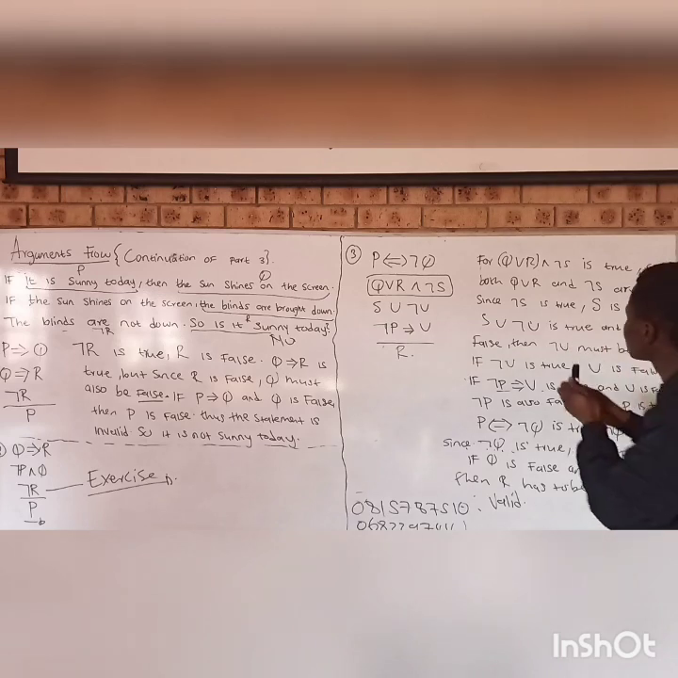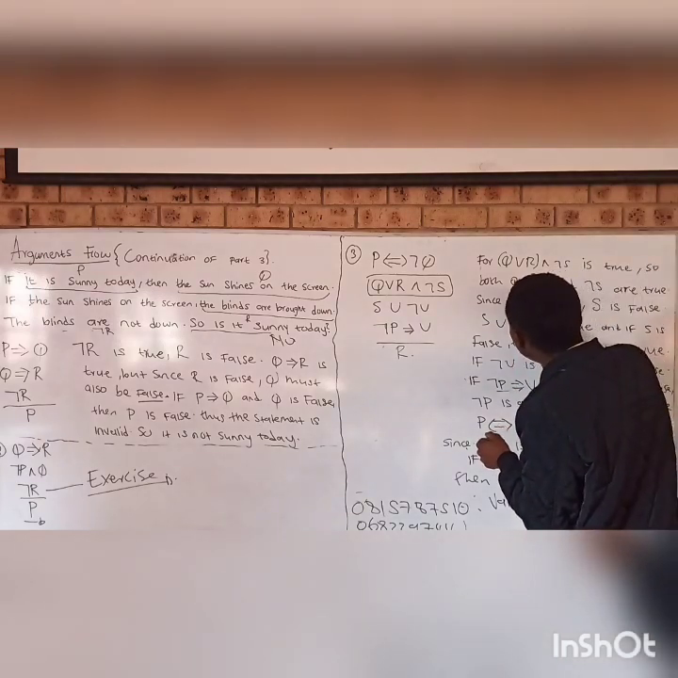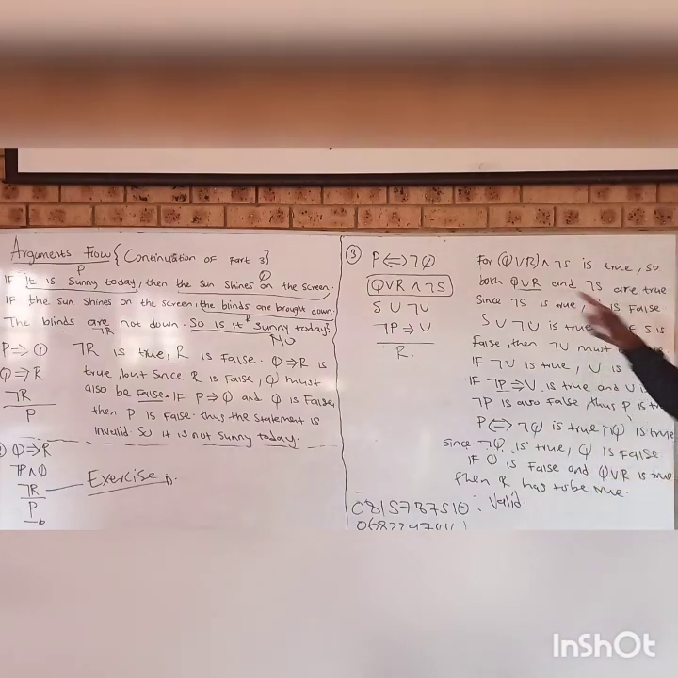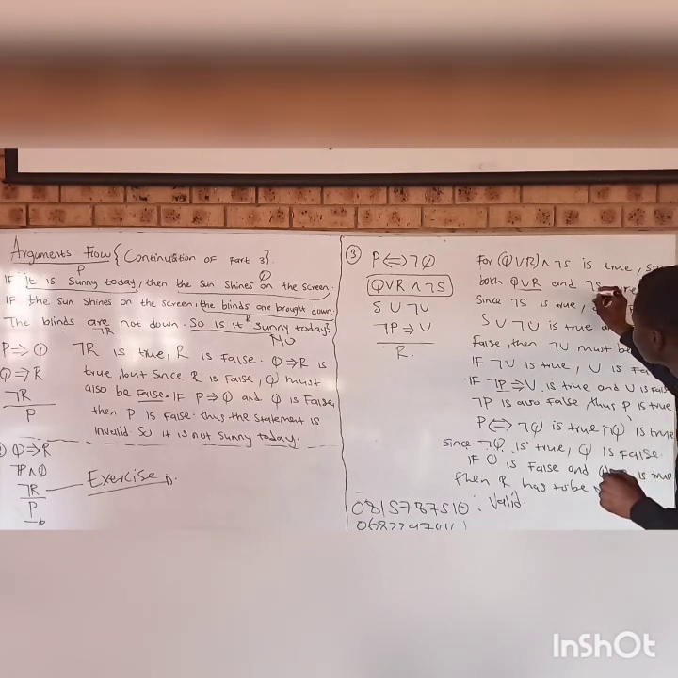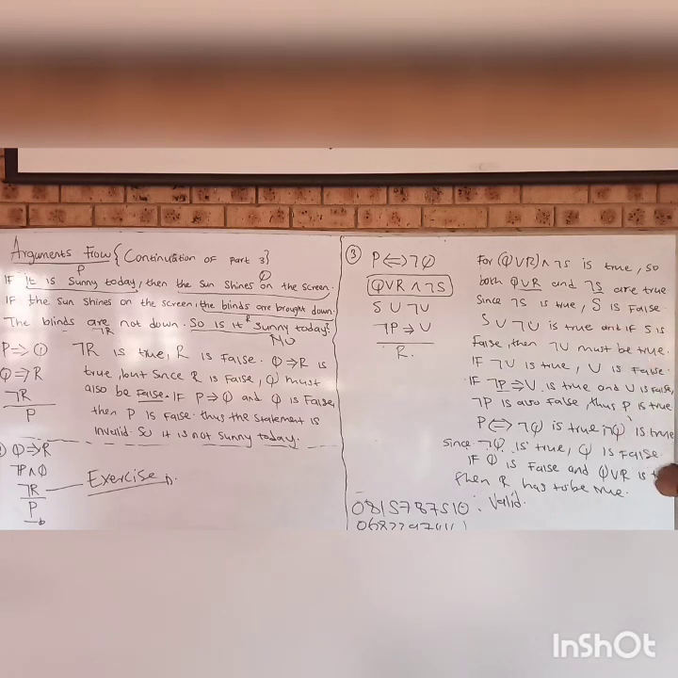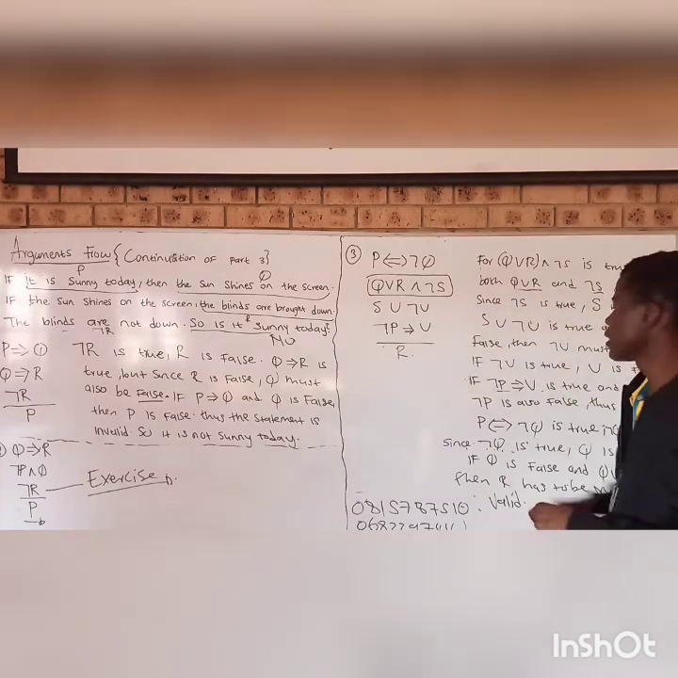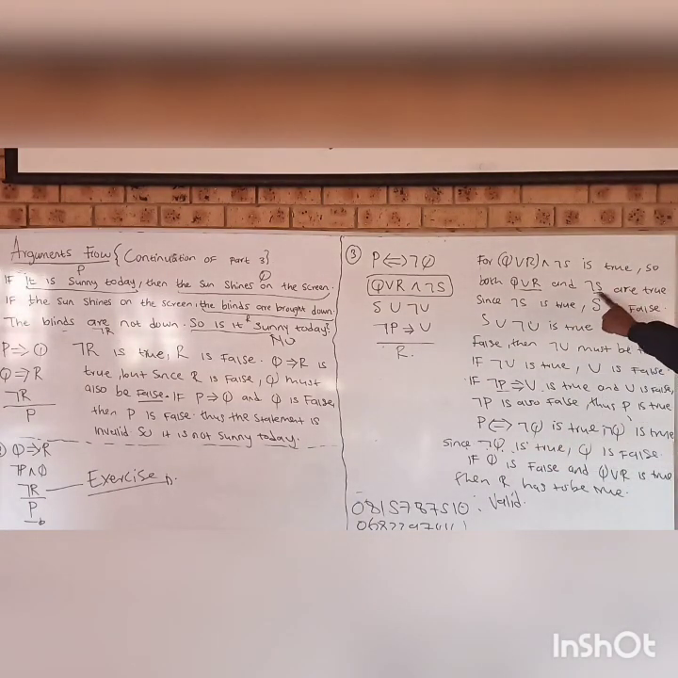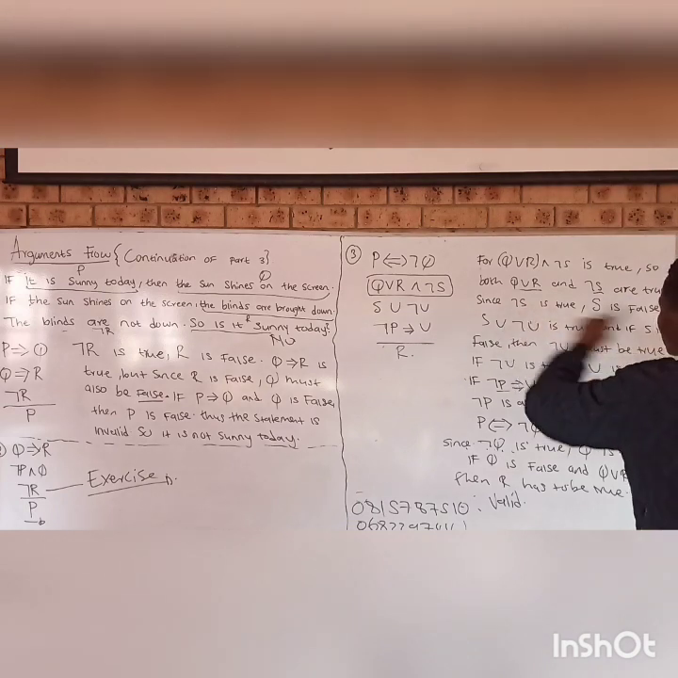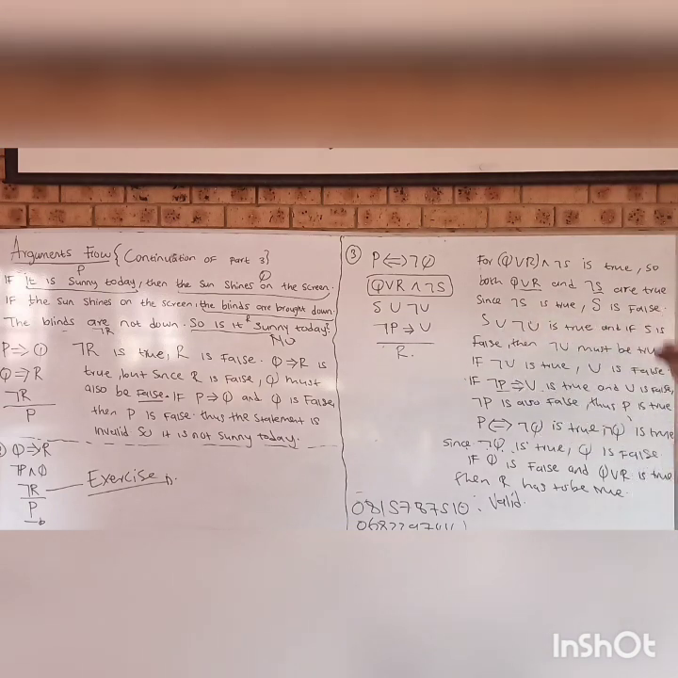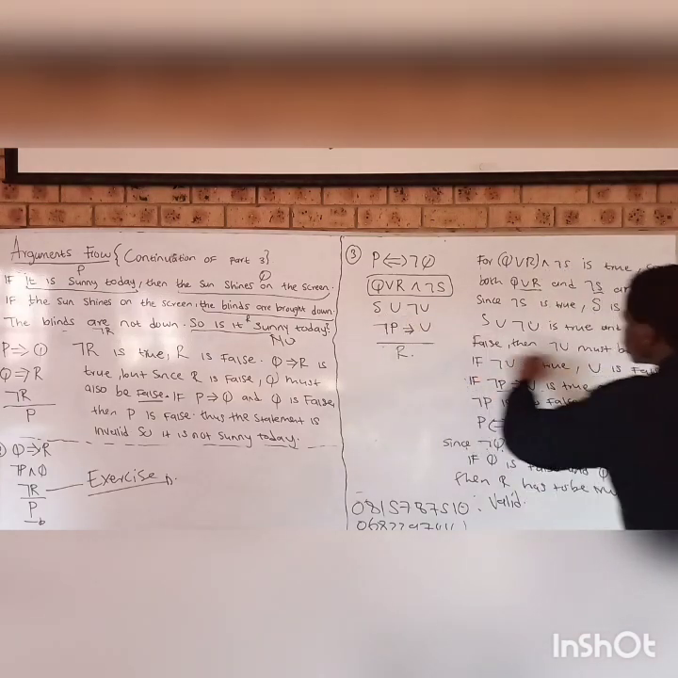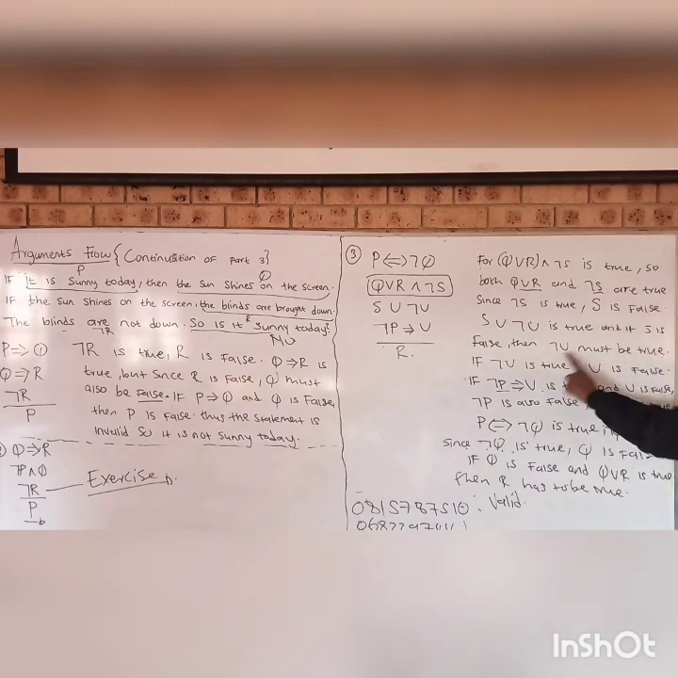But under this, I'm not sure which one is true between Q and R, because it's either both or one of them. So I'll start with this, which will lead me, and I will come back to this, then I can conclude on the truth value of R, and then I will be done. So starting with this, which I know is true: since not S is true, then S is false. So if S is false, and you know that this given statement S union not U is true, it means that not U must also be true.